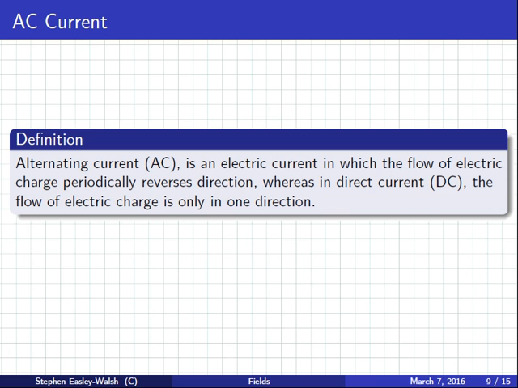So like I was saying, this here is AC because that's how it was made, using the AC generator.